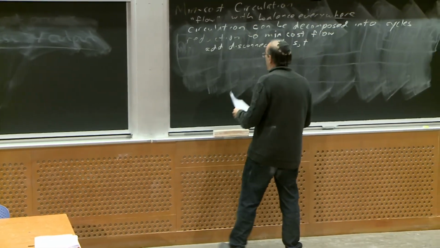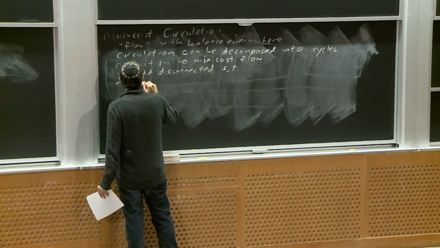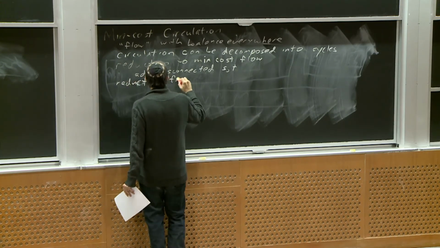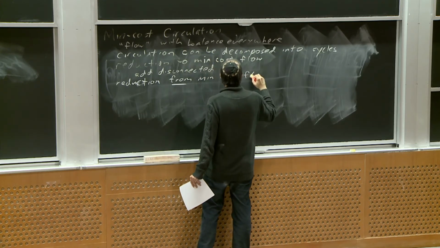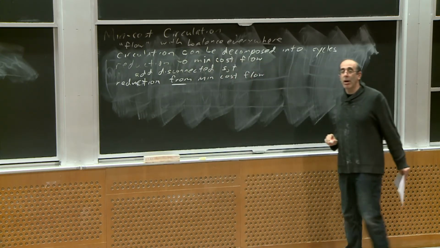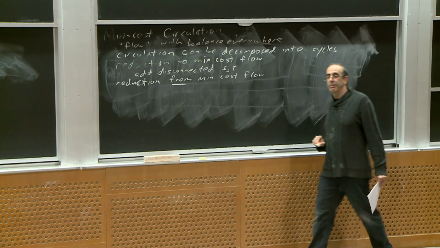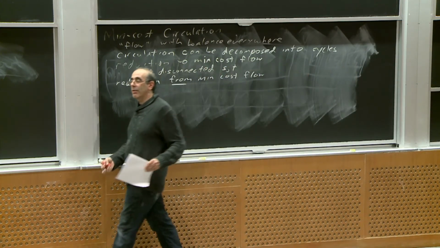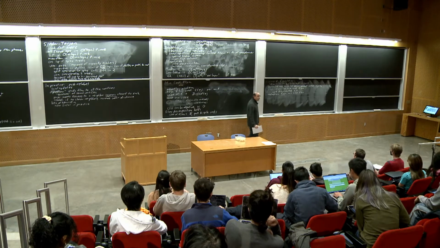What about the other direction? Suppose that I have an algorithm for min-cost circulation, and I want to solve a min-cost flow problem. So here's my min-cost flow. It does have a source and a sink. How do I transform that into a circulation problem that I can optimize?